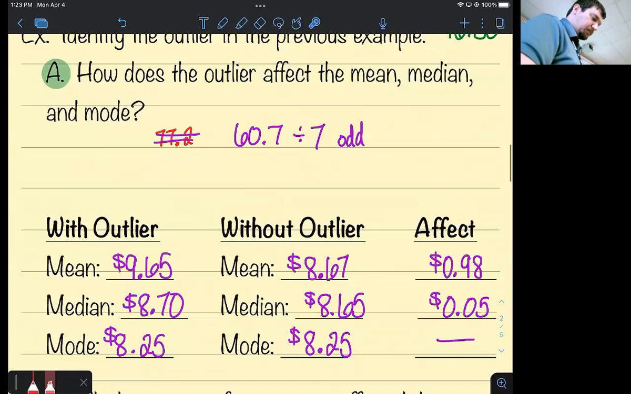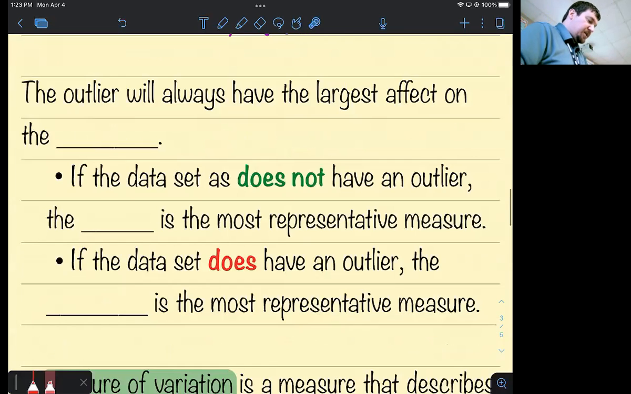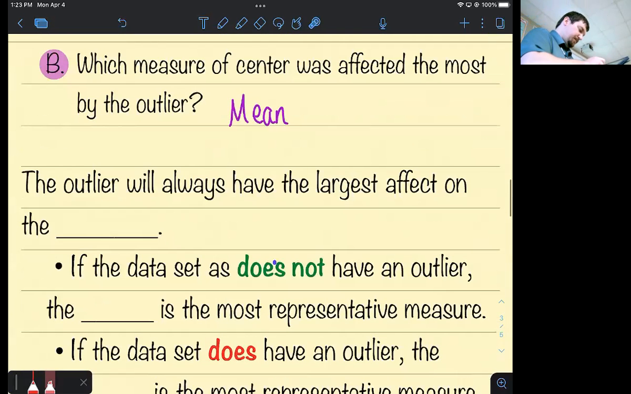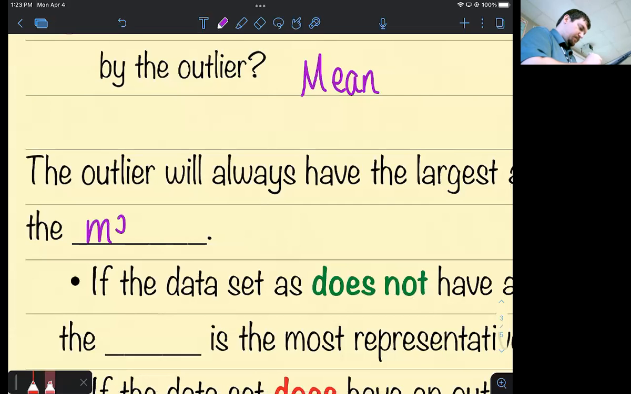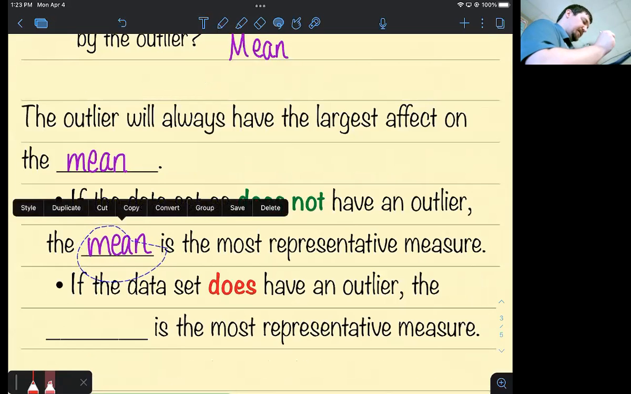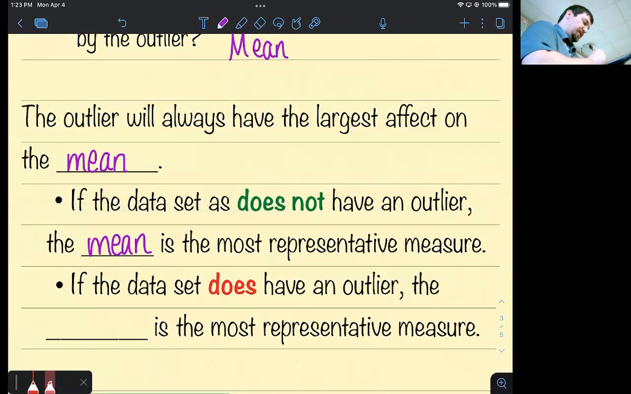Okay. All right. So the outlier will always have the largest effect on the mean. If the data set does not have an outlier, the mean is the most representative measure. If the data set does have an outlier, use the median because it won't be as affected by the outlier.